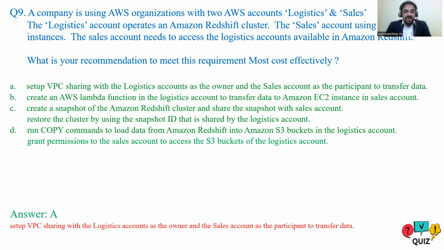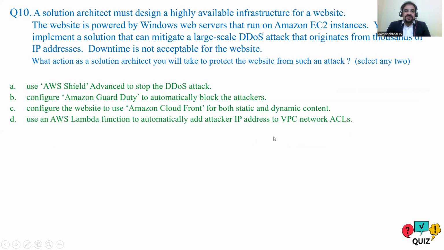So set up a VPC sharing with the logistic account as the owner. You make the logistic account the owner and the sales account the participant to receive the data. This is the most cost-effective way of sharing the data. All right, let's move on to the next question.